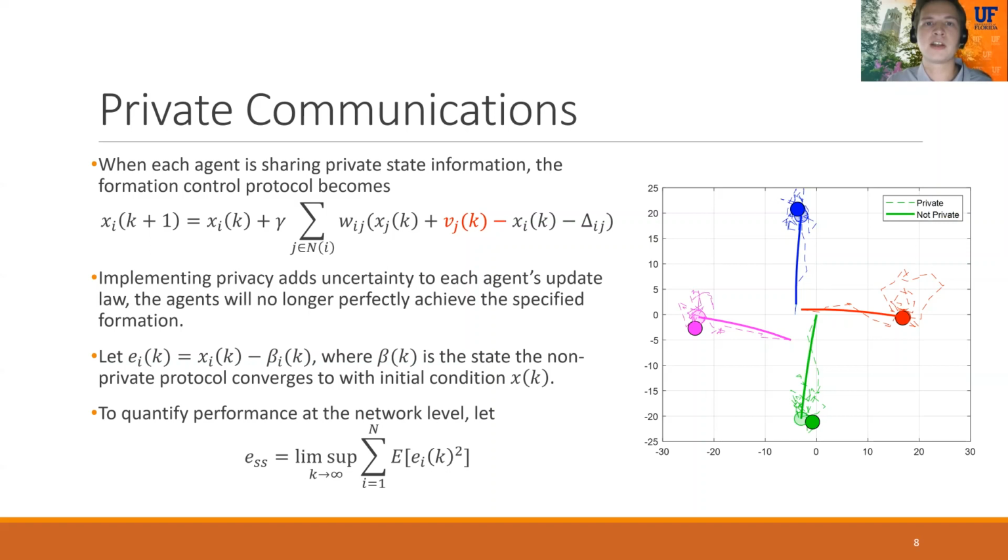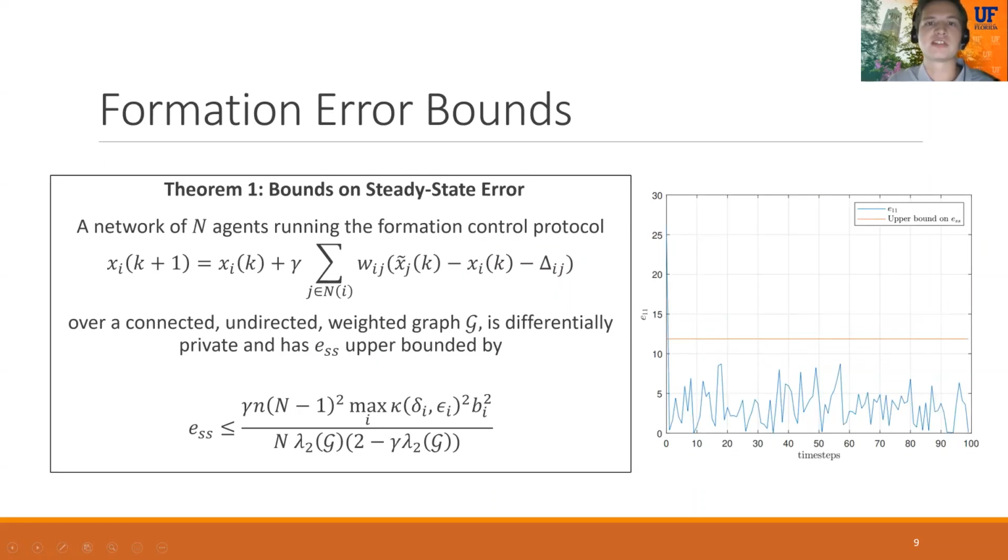To quantify this, we define agent i's error as the difference between its state at time k and beta, where beta is the state that the non-private protocol will converge to with initial condition x_k. So overall, e_i is where you are compared to where you want to be. And at the network level, we define the steady state error as the lim sup of the mean square error present in the system. Essentially, we're analyzing the long run worst case error by taking the lim sup here. Now that I illustrated what happens when each agent implements differential privacy and how we're going to quantify the performance of the network, I want to state our main result. With theorem one, we can obtain bounds on the steady state error of the network.